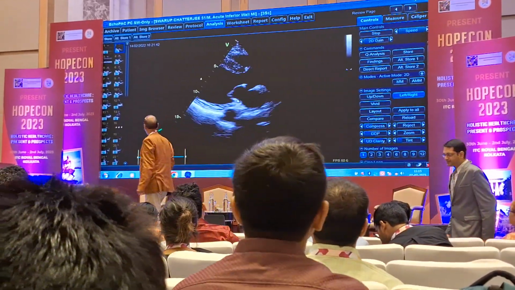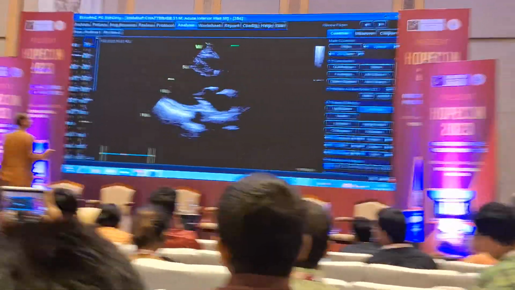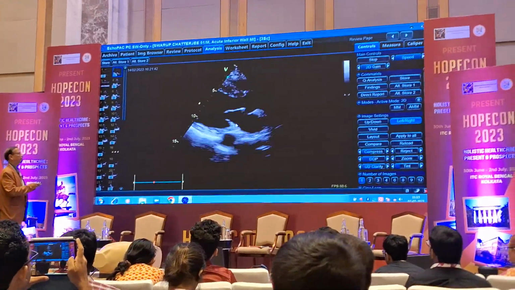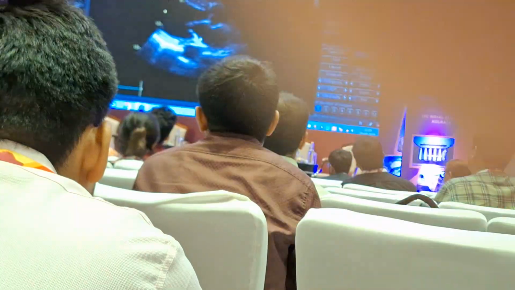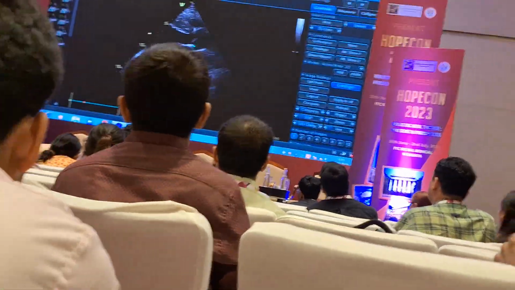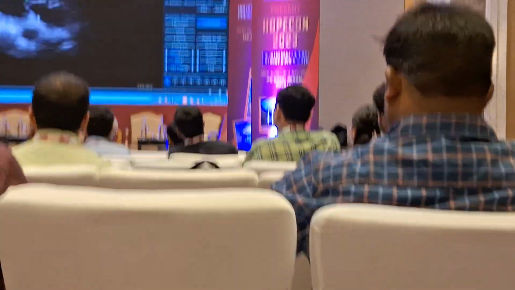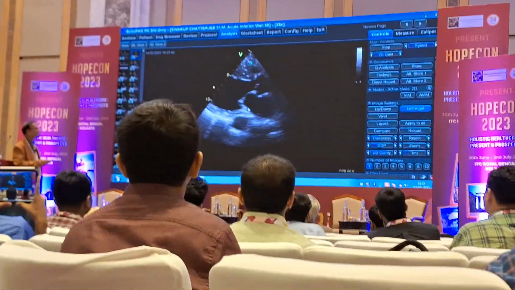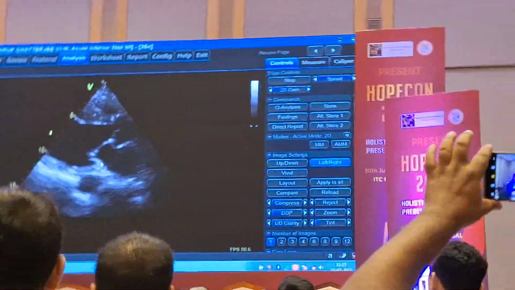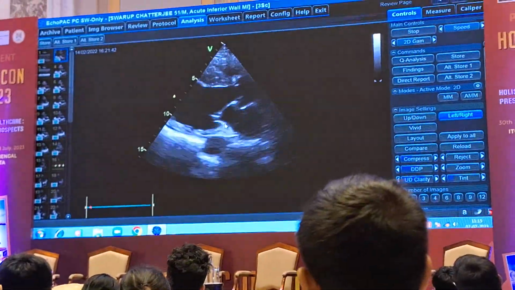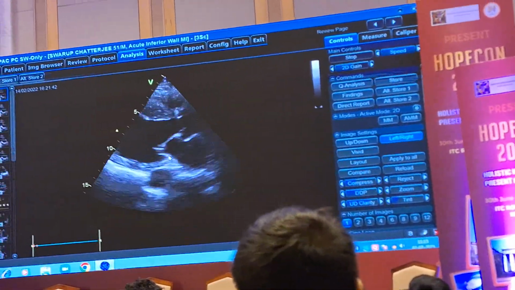Now you can see this is the parasternal short axis. Look at this septum and look at this. Don't look at the color, everything. What is important is the systolic thickening. During systole, how it thickens. Normal myocardium always thickens. You find the systolic thickening.